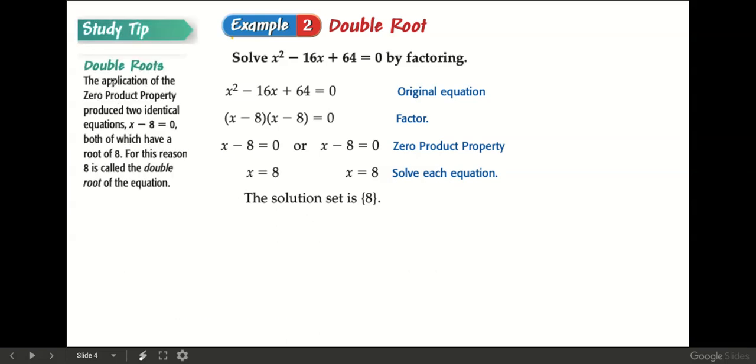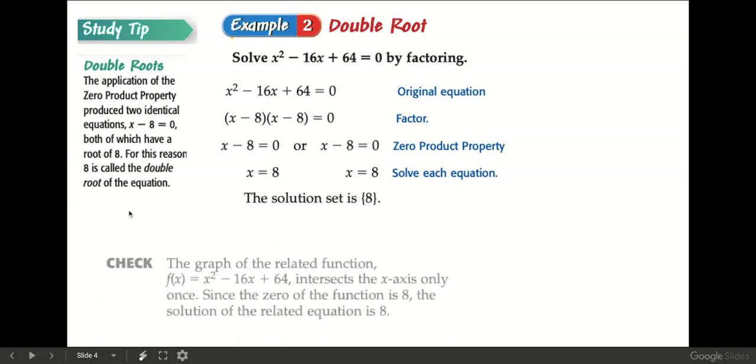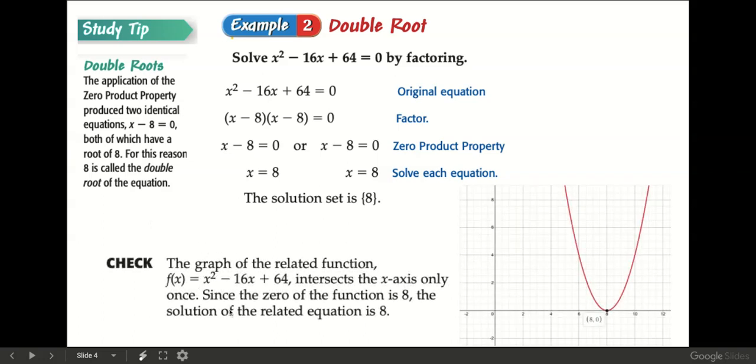So when we talk about double roots here, the application of the zero product property produced two identical equations, right? x minus 8 equals 0, which both have a root of 8. So for this reason, 8 is called a double root of the equation. So again, we can check a graph, right? If we were to graph this function, it would give us this parabola here, and you could see that the vertex occurs right at (8, 0). It only crosses the x-axis one time. It only has one x-intercept, and it's right at the vertex. That's why this root comes up twice, because it's the exact same one from both directions.